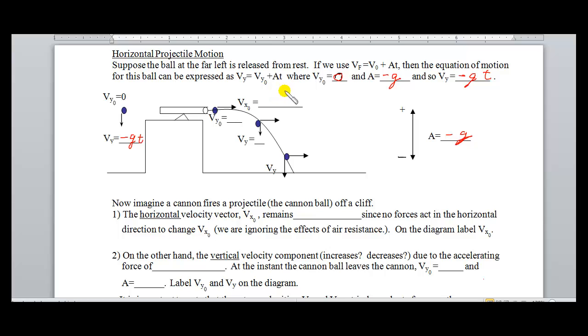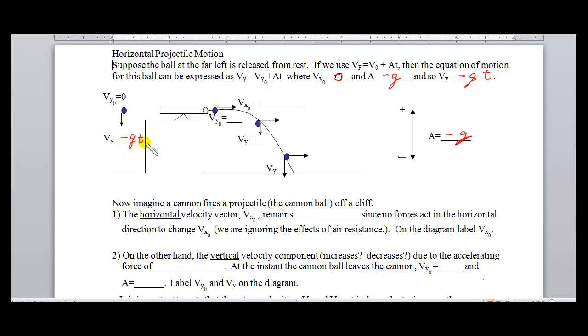So here's what we come up with. As I said earlier, the original vertical velocity is 0. We're releasing it from rest. The acceleration, according to our reference system, is negative g, where g is 9.8 or 10 meters per second squared. And therefore, we can substitute these values in our equation and get Vy equals minus gt. This is the equation of motion for this object that's released from rest. And we can fill that in right in here.